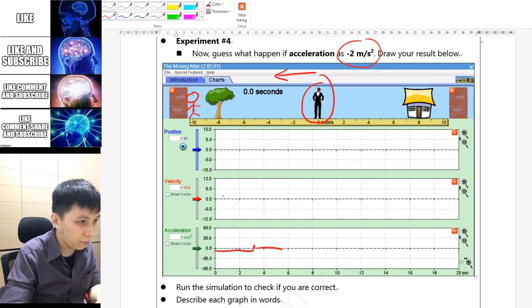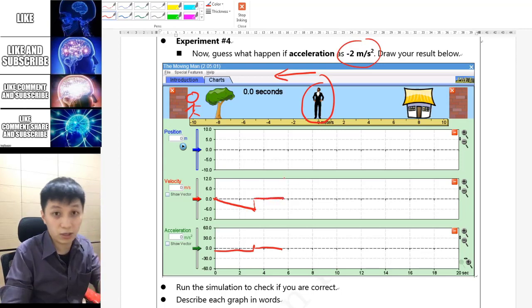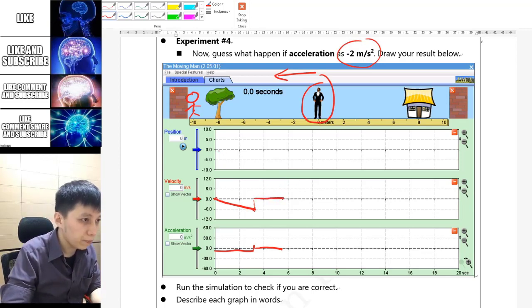Okay, and then for velocity, it starts from 0, and then at the same time, when you finish accelerating, it will reach about negative 6. Again, because we're moving to the left, and then afterwards it will become 0 because we have to stop there by the wall. And for position, it starts from 0, and then when you reach here it's negative 10. So again, the same time here.